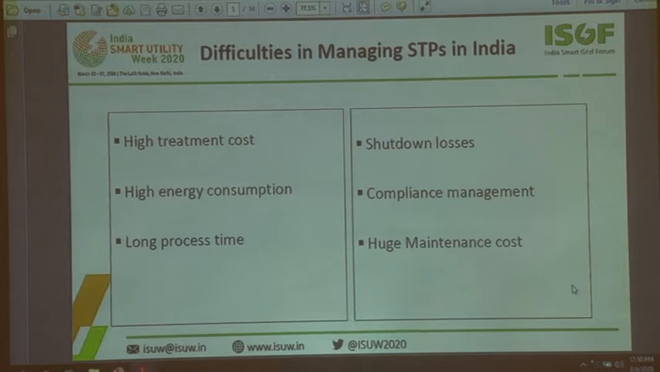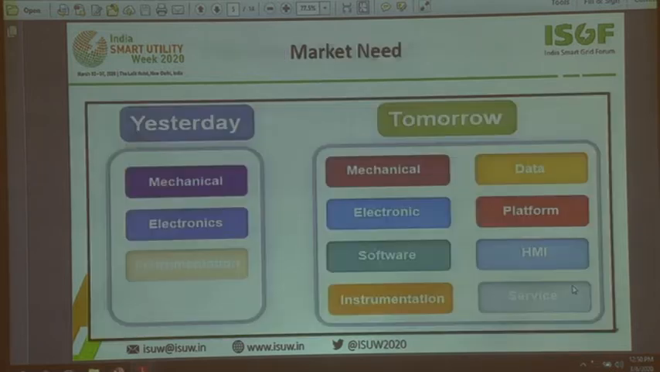And the challenges which we have for these sewage treatment plants in India in particular are high treatment costs, high energy consumption, and it takes a long time. Shutdown losses are higher, and there are huge maintenance costs. So being a technology supplier, we have sat with the people who are running these sewage treatment plants to understand how they are running. We have gone to old generation sewage treatment plants. We have now gone to the ones which have come up recently. And based on that, we have some solutions.